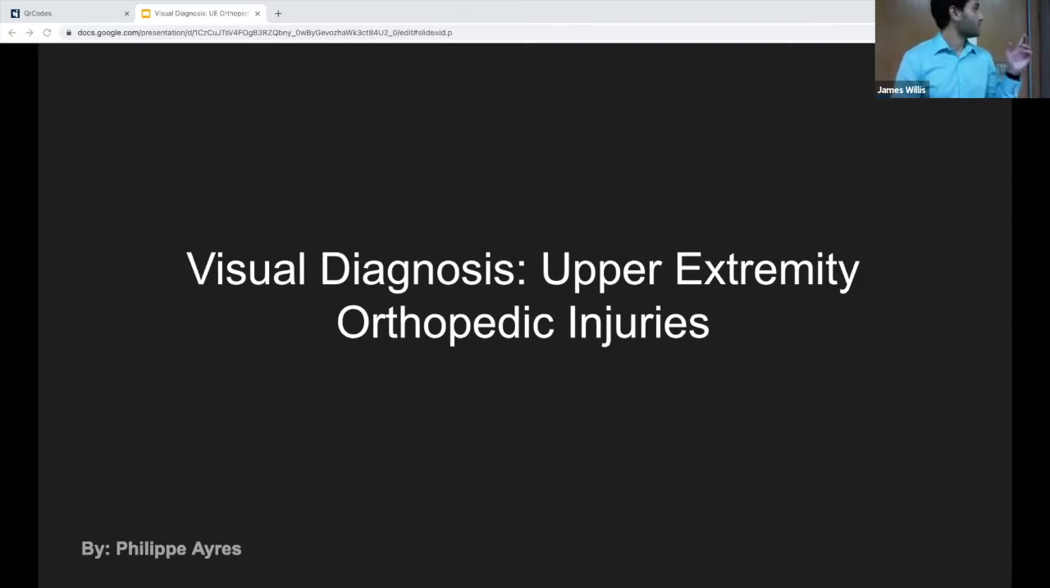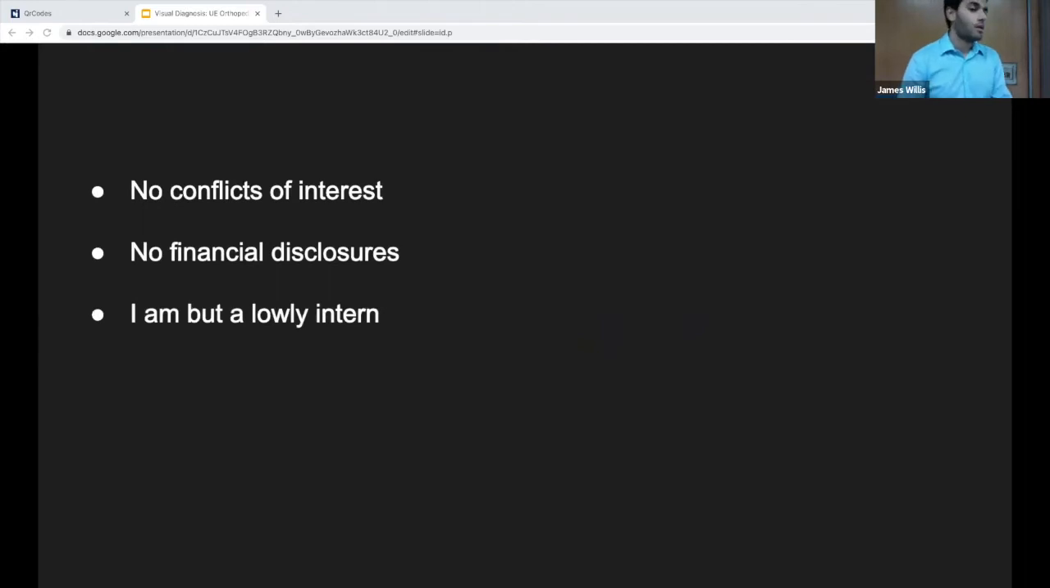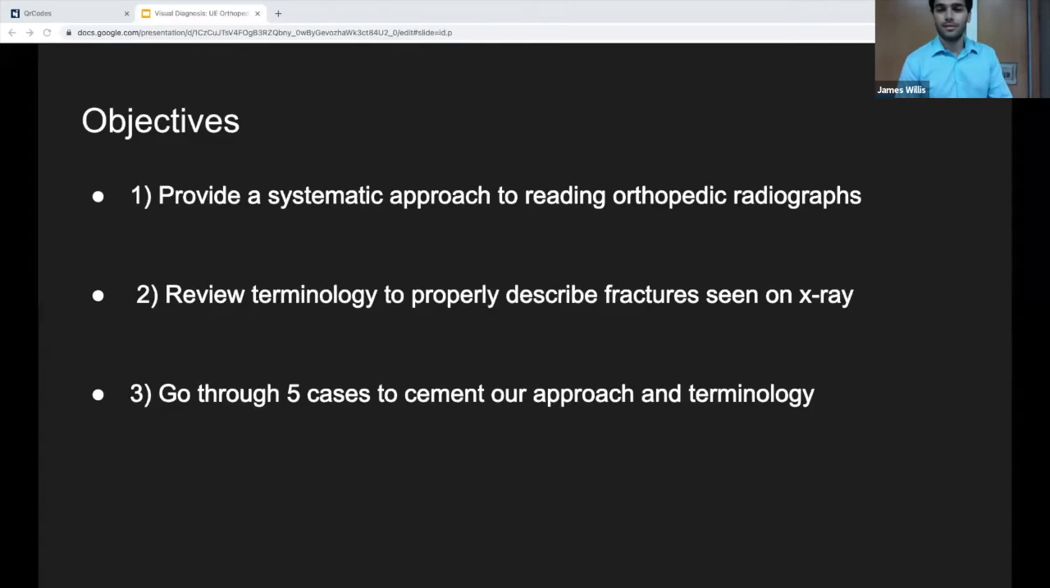So this lecture is part of the visual diagnosis series. We won't be talking much about management, but more so focusing on recognizing and accurately describing fractures, specifically upper extremity. I have no conflicts of interest, no financial disclosures. I'm but a lowly intern.